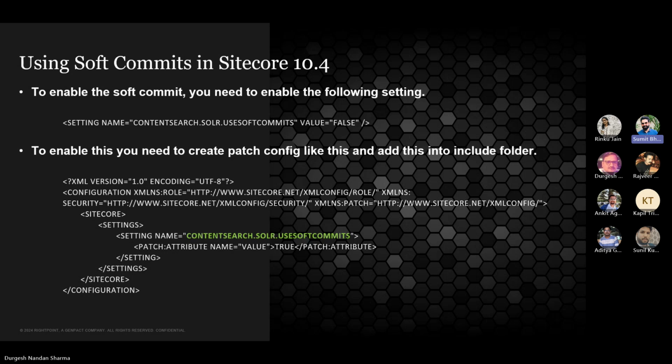So balance the commit intervals based on your needs to ensure good performance and data safety. To enable soft commit, you need to enable the following setting: solr.content.search.solr.use.soft.commit, which is false by default. You need to create a patch file and update it to true. So you can use this patch file to update the setting. Next slide, please.